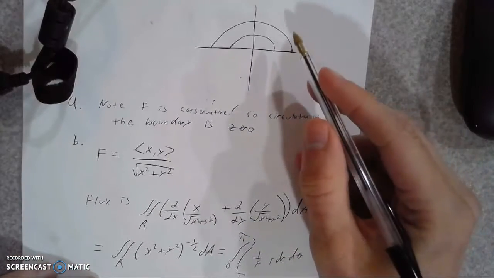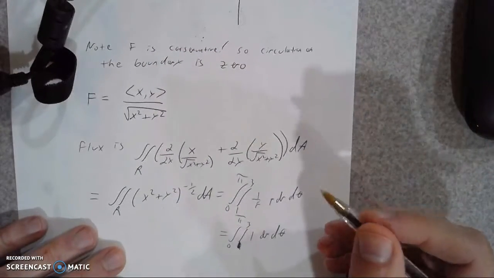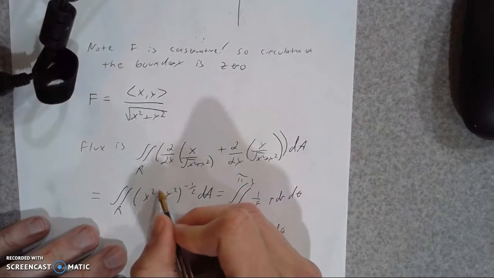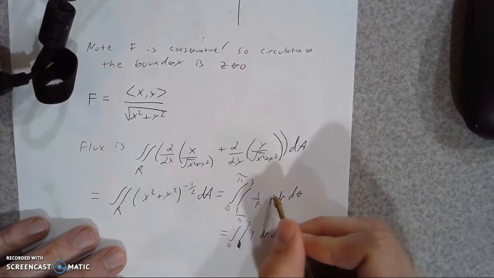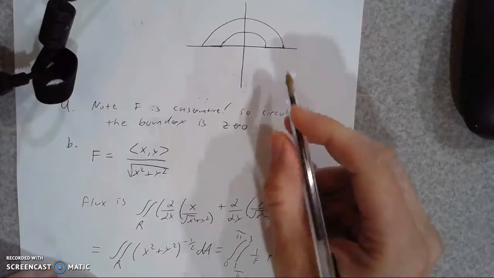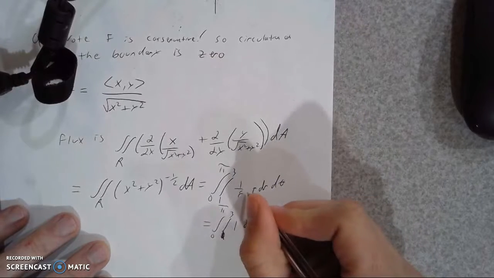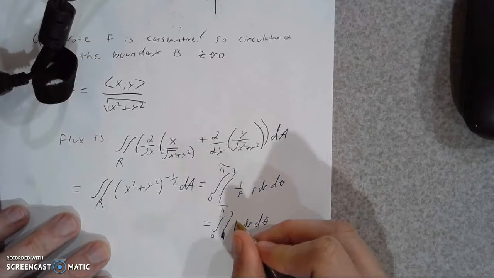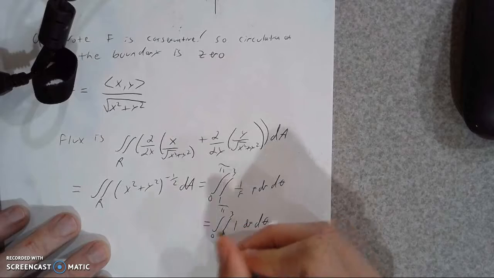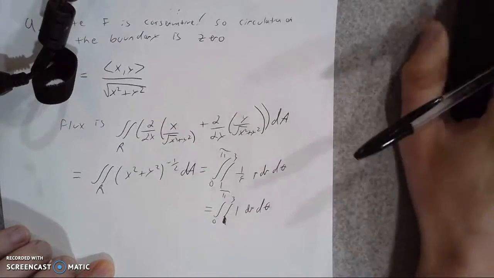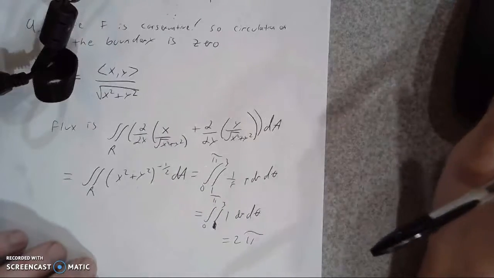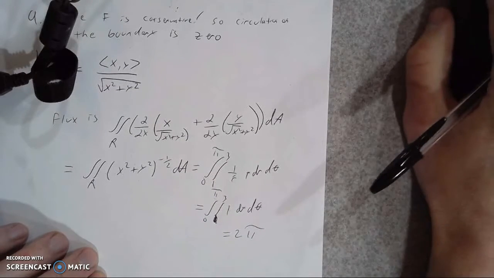It makes a whole lot of sense to switch this to polar coordinates. This is 1 over r. So we end up integrating 1 over r, r d theta. r goes 1 to 3, theta goes 0 to pi. The r's cancel, and we're just integrating 1 dr d theta from 1 to 3 and 0 to pi. And that turns out to be 2 pi. So there's our solution.